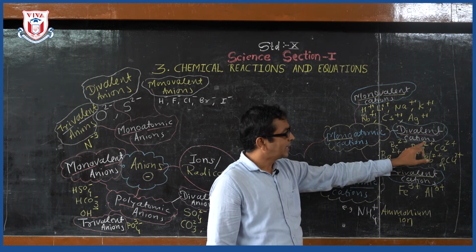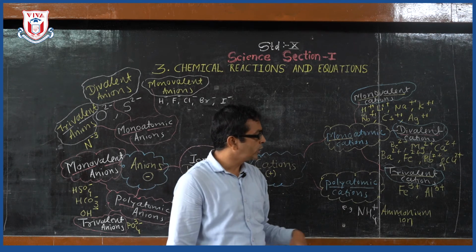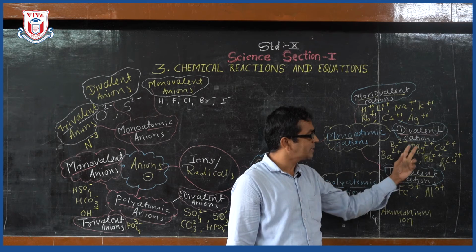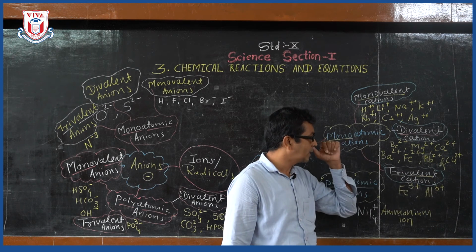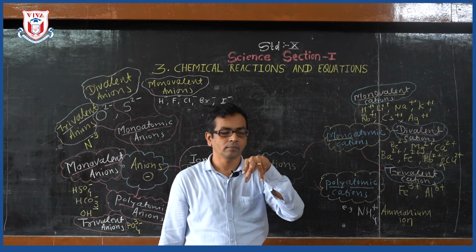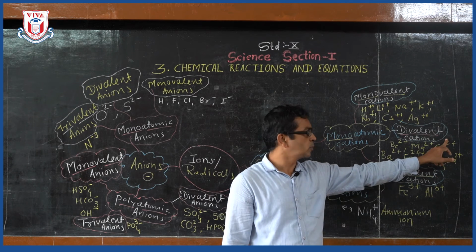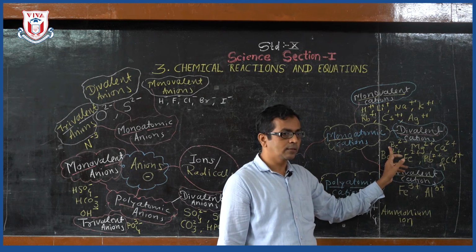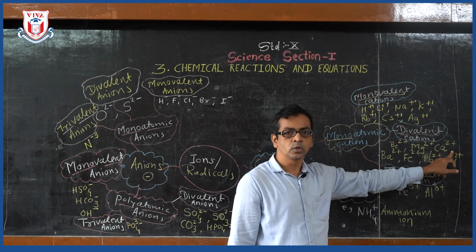Then divalent cations having valency 2. So here you will observe that the atom is single, but the valency is what? It is +2, and that's why they are called divalent cations. You can write group 2 elements, that is Be2 plus, magnesium 2 plus, calcium 2 plus, barium 2 plus, Fe2 plus, lead 2 plus, copper 2 plus.